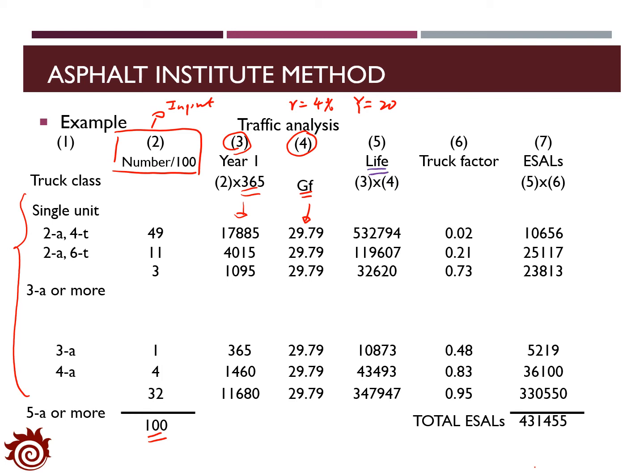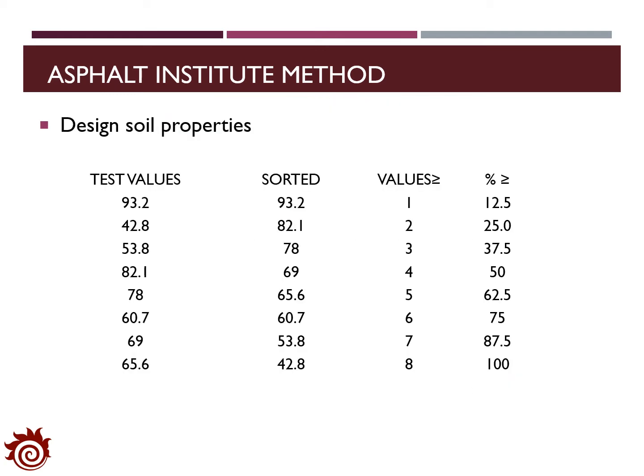In the previous lecture, you can find the table to identify the truck factor, which is TF. For each type of truck class, there's one specific truck factor. And the ESAL will be the product of the lifetime truck traffic and the truck factor, which will be the ESAL of each truck class as shown in column 7. And then by summing all the truck traffic for different classes, we can find out the total ESAL for the designed pavement.